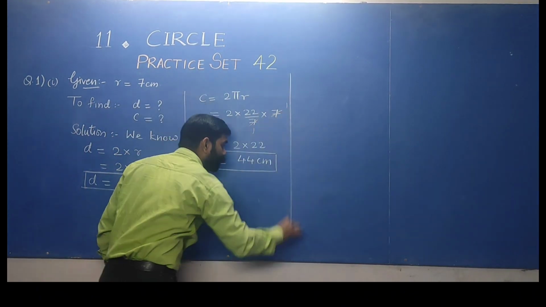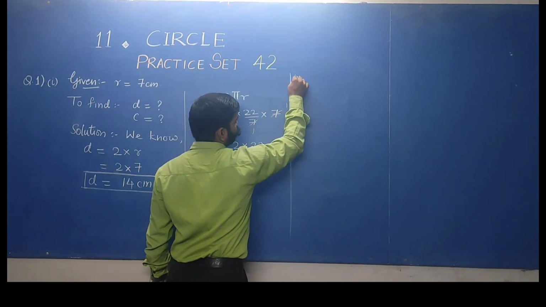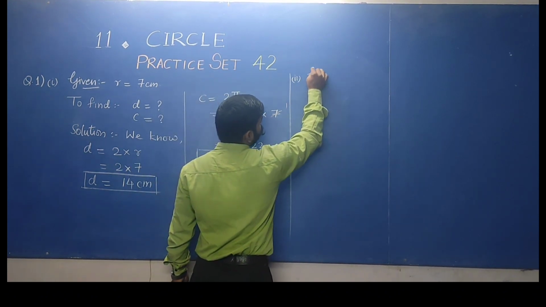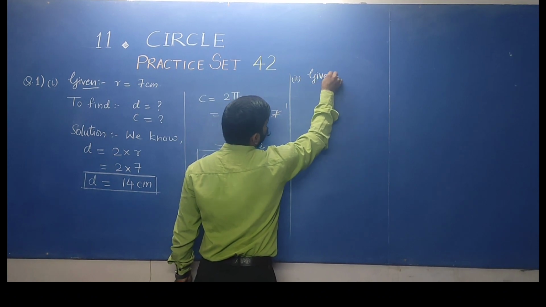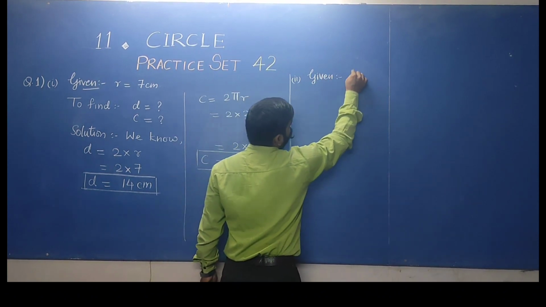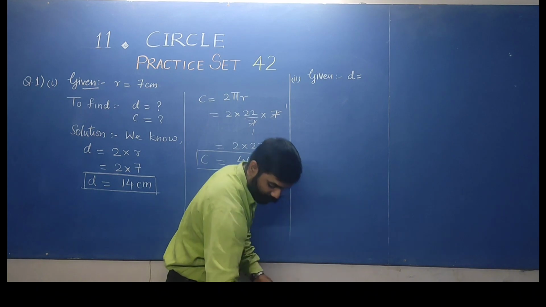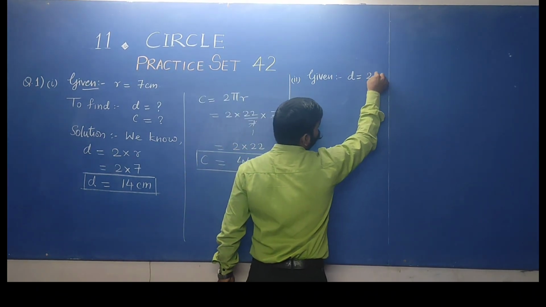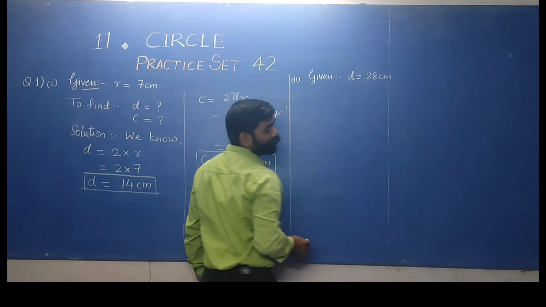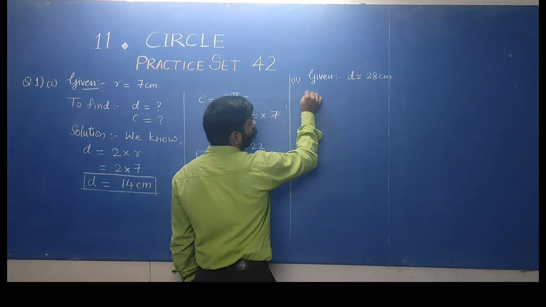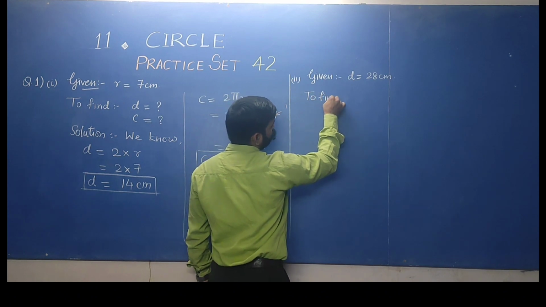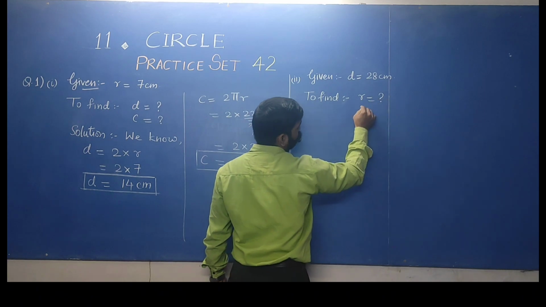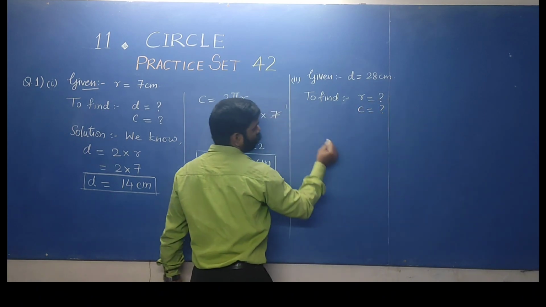What is given in question number 2? The question number 2 says the diameter is given. So I am writing given diameter. Now what is the given diameter? 28 centimeter. So we'll write 28 centimeter. What to find? We will write to find. What we need to find? Radius, question mark, circumference, question mark.